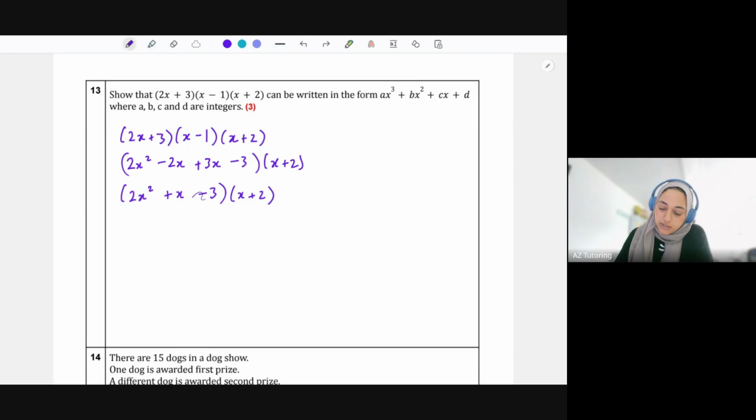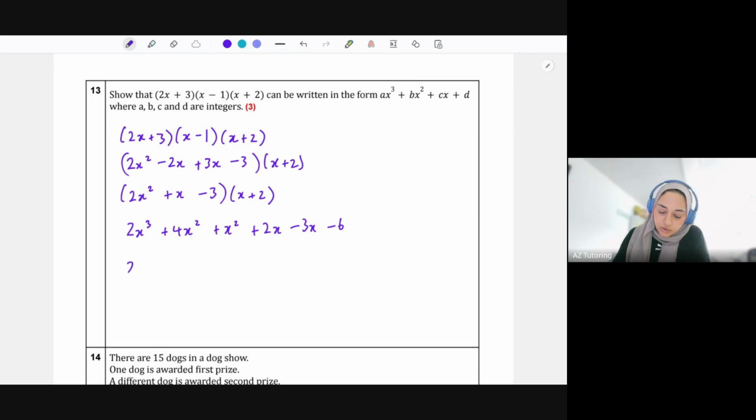Okay, so 2x squared times x is 2x cubed. 2x squared times 2 is 4x squared. Okay, so let's move on to the next one now. x times x is x squared. x times 2 is 2x. Then we've got minus 3 times x, which is minus 3x, and then minus 3 times 2, which is minus 6. So now let's just simplify this and collect like terms.